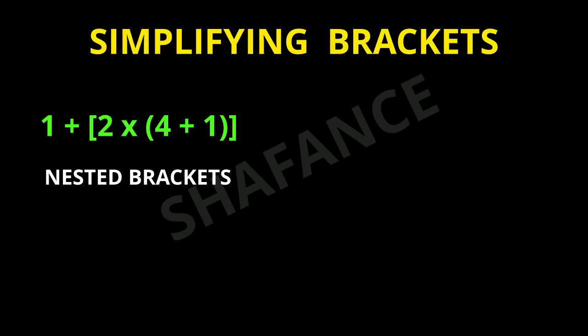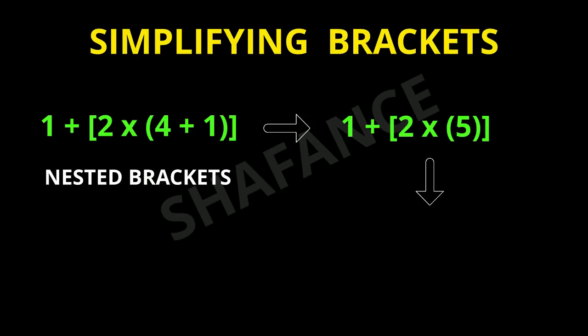In this case, we first solve the bracket which is inside the other bracket. First we will solve the inside bracket and then we will solve the outside bracket. When we solve the inside bracket, the equation becomes 1 plus bracket open 2 into, there is 4 plus 1 inside the bracket. So 4 plus 1 becomes 5. So 2 into 5. Now we can open or remove the circular bracket. Now we can operate inside the rectangular bracket. The equation we get is 1 plus 2 into 5, which becomes 10.